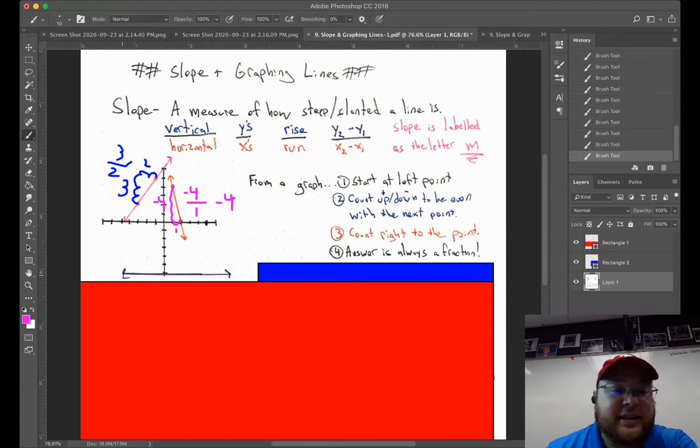And like I said, on a horizontal line, it's rise, and how much do you rise by? Nothing. You don't rise at all, but you're always running. But since it's a 0 rise, it has a slope of 0.